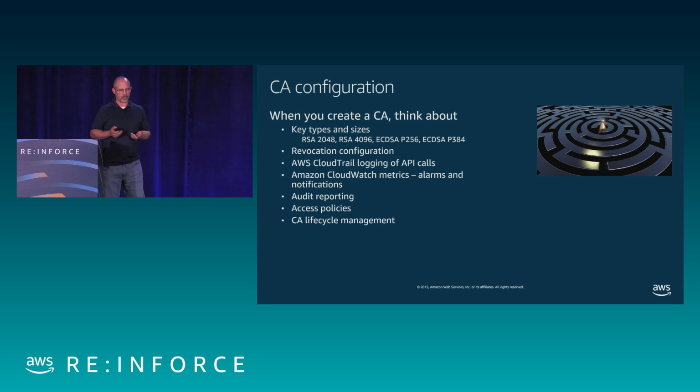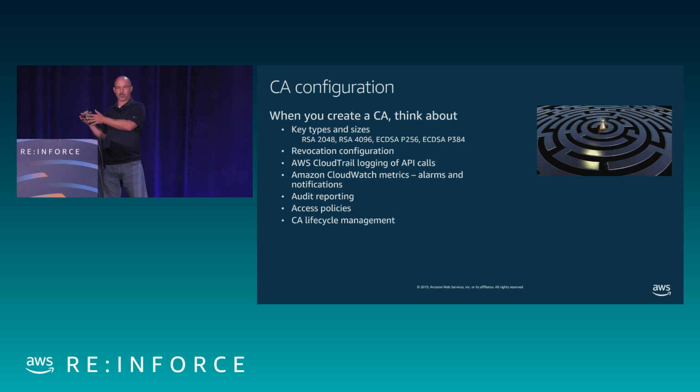Next thing to think about is AWS CloudTrail logging for all of your API calls. I strongly recommend turning this on so that you'll have an audit log of every API call made against your CA. You'll be able to go back and track and see all the information about the API call that was made. And of course, with a managed service like ACM Private CA, any action that you take is done through an API call.